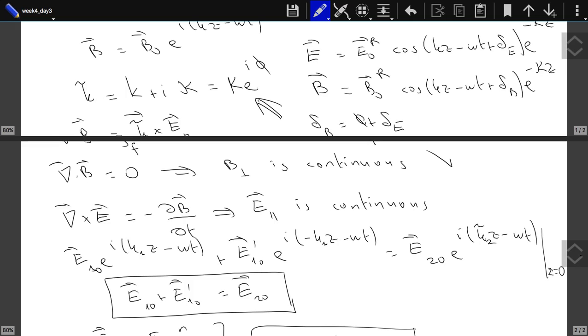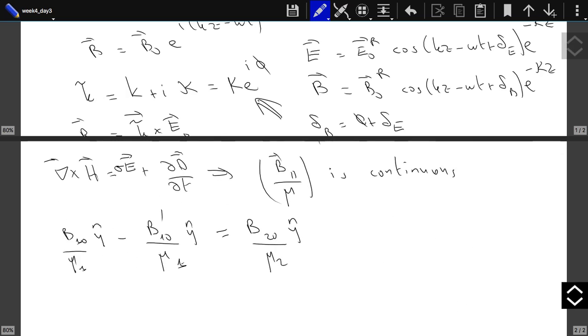Z is equal to 0. This equality should hold on the surface, that is at Z is equal to 0. At Z is equal to 0, K2 tilde Z is 0, minus K1 Z is 0, K1 Z is 0. What we are cancelling actually is e to the power minus i omega t from this term, e to the power minus i omega t from this term, and e to the power minus i omega t from this term. Those are the things we are cancelling.